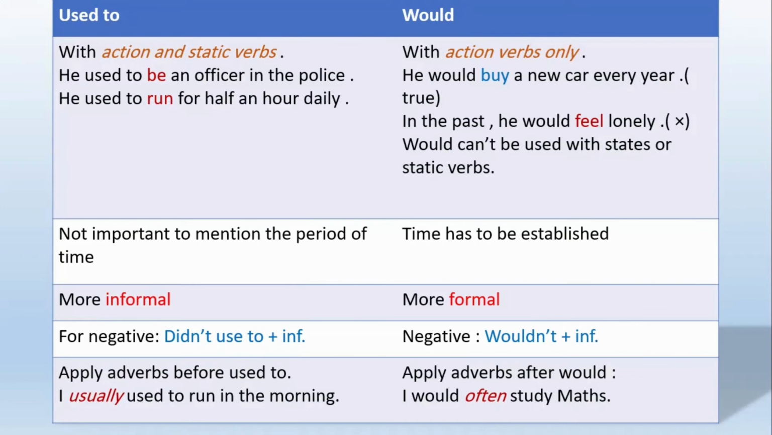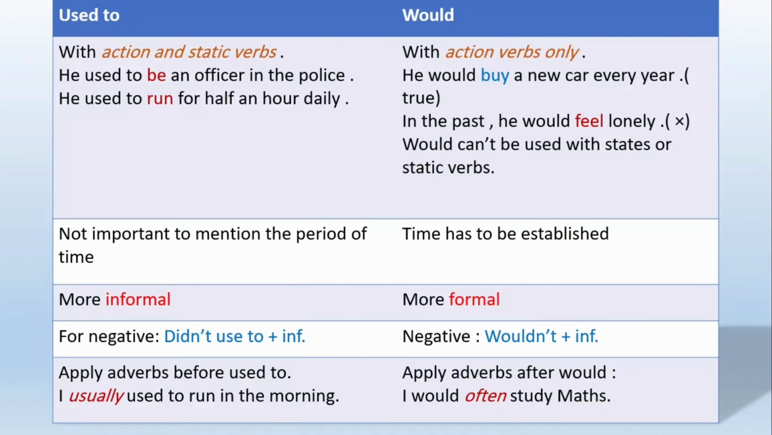Afterward, I would often study math. So what is the difference? What are the differences between used to and would? Used to can be used with action, dynamic verbs, and static verbs at the same time, but would only with the action or dynamic or movement verbs.